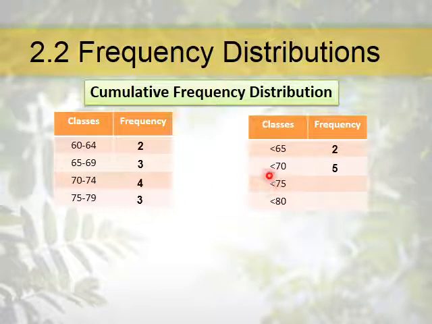So to get the number that were below 75, I simply add the next number to it. So add 4 to this 5. So there were 9 that were below 75. And finally, to get the last class in my cumulative frequency distribution, I'll add 3 to this 9 because there were 12 that were below 80. So a cumulative frequency distribution simply adds the next class to each class in my cumulative frequency distribution.